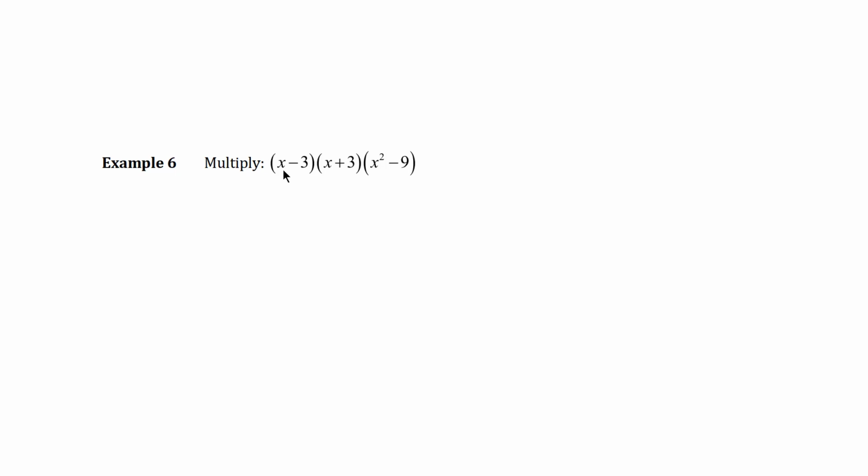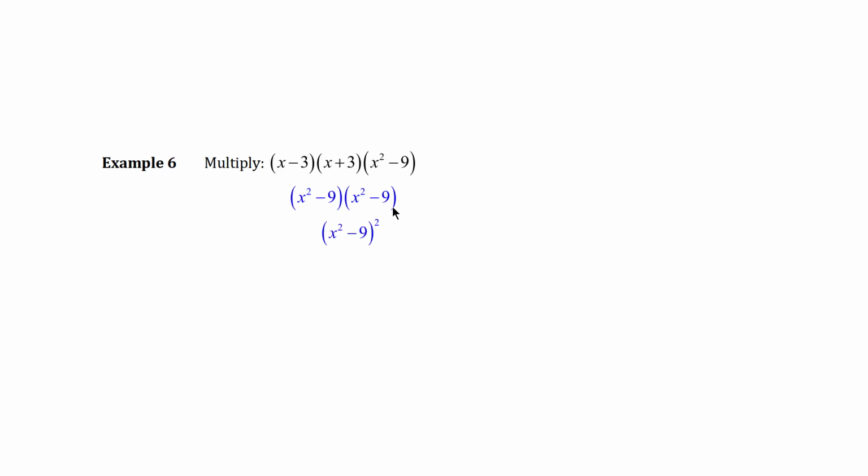So we just square the first term, which is just x², square the second term, so 3 squared is 9, and then we take the difference. So we get x² − 9. And then we bring down the last binomial, the x² − 9. So I have (x² − 9) times (x² − 9).